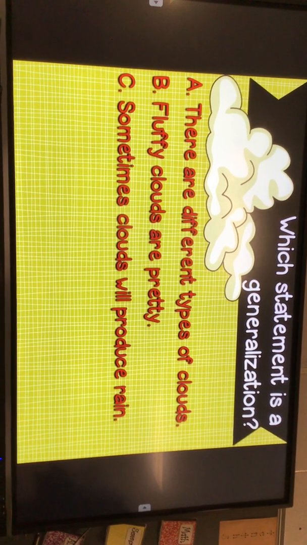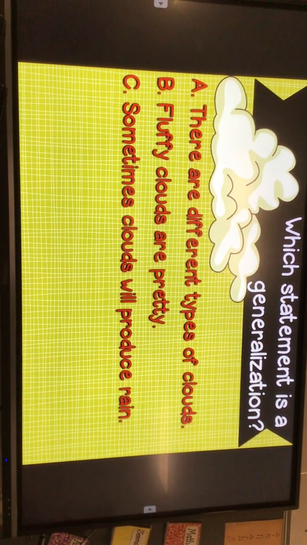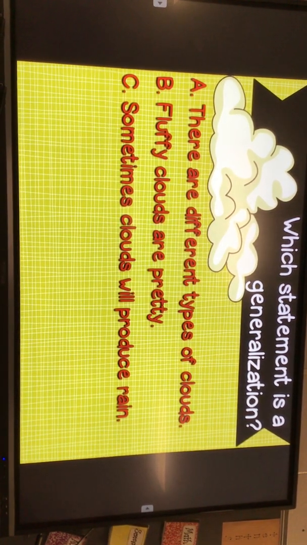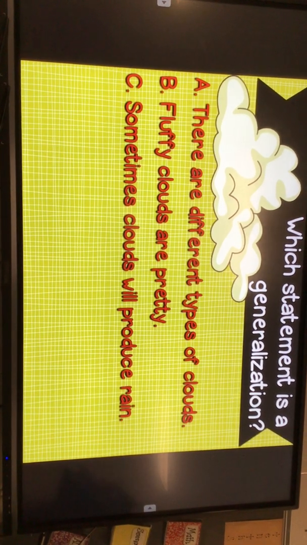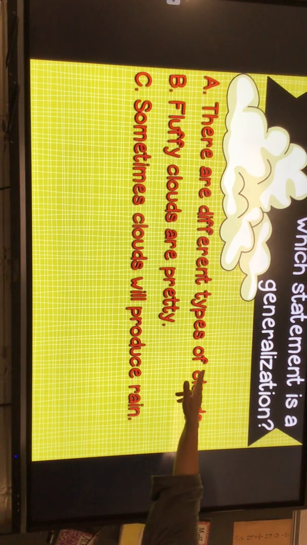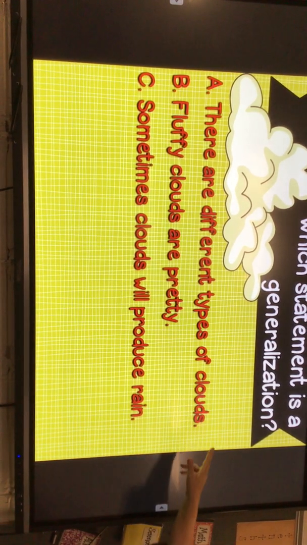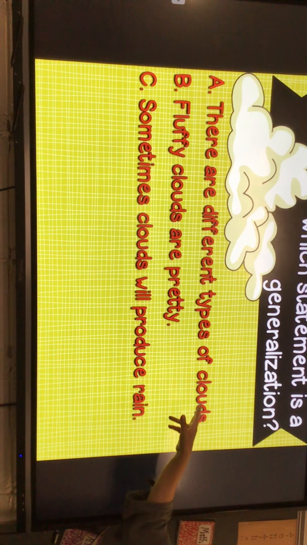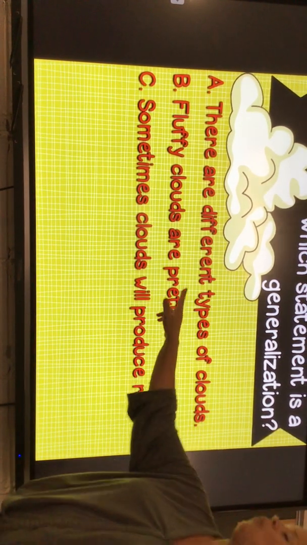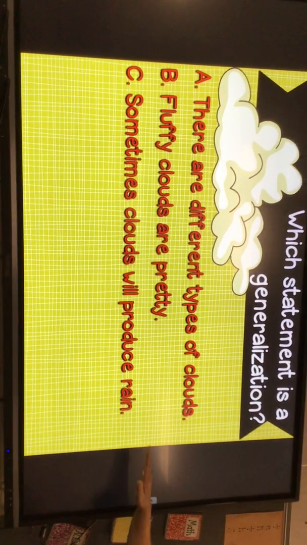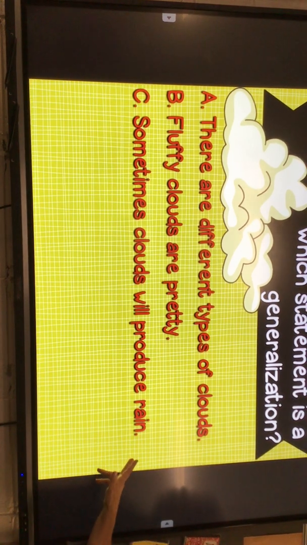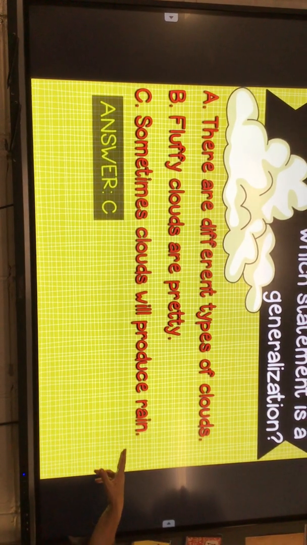On your mark, go. Show me your answer. All right. What's your answer? Ready? C. Okay, it's C. We can prove that there are many types of clouds. We read a story about that a few weeks ago. Fluffy clouds are pretty. Pretty is our opinion word. Sometimes clouds will produce rain. That is our generalization, and sometimes is our clue word.